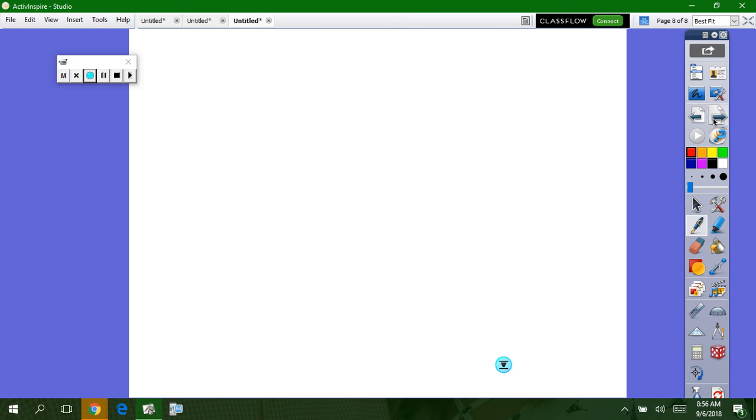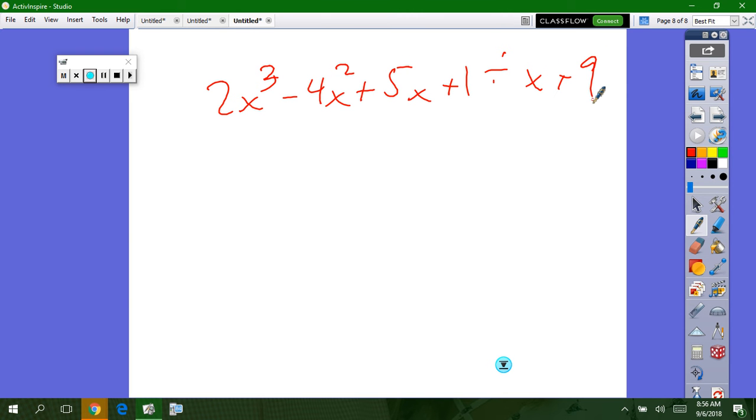Here we go. Let's say I did 2x cubed minus 4x squared plus 5x plus 1 divided by x plus 9. I made that up, and hopefully it's the nastiest thing you've seen in your life. Like going into a dumpster and eating food. You gotta do it, that's what we're doing. Sometimes desperate times call for desperate measures. You guys ready to rock and roll?